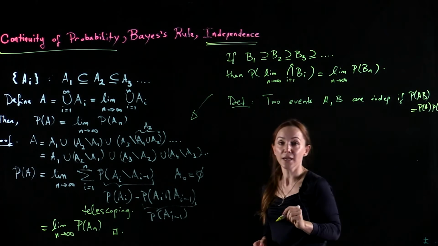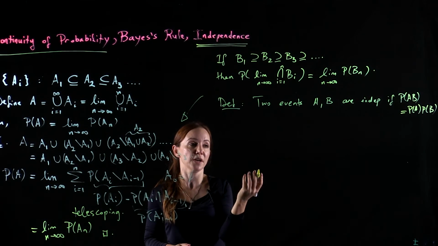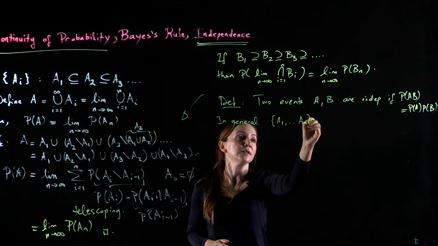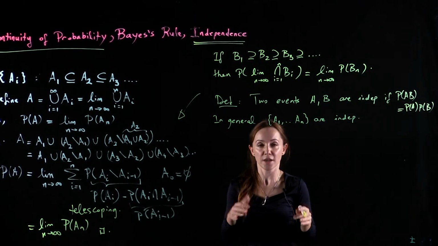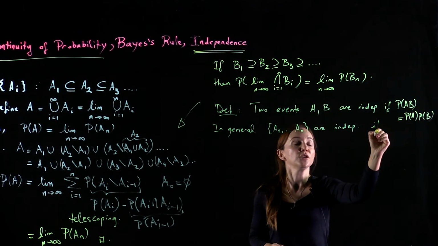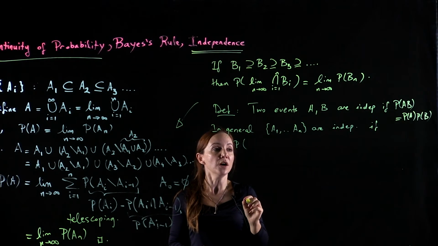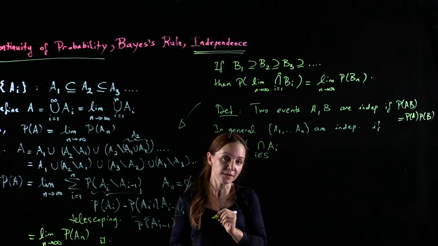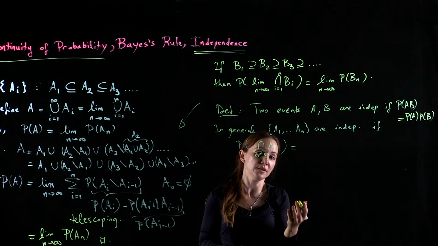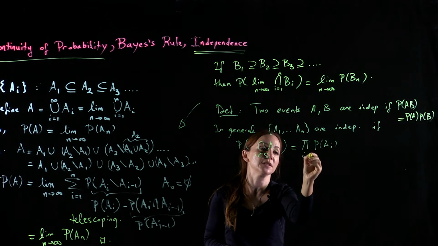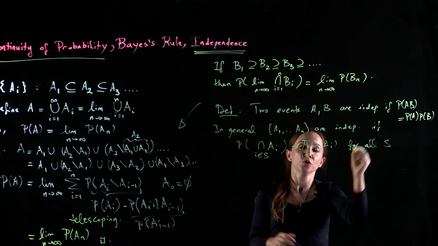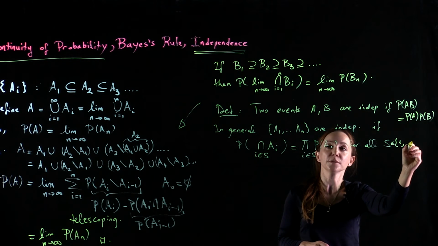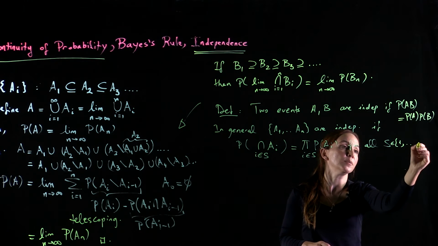the probability of B. Okay, in general, a group of events A1 through An are independent if the probability of the intersection of an arbitrary group of sets is always equal to the product of the probabilities of the sets in this group, for all groups of sets, meaning for all subsets S of indices 1 through n.